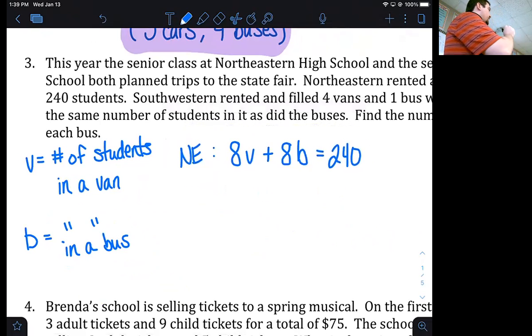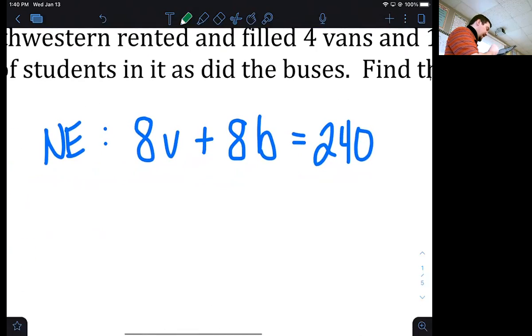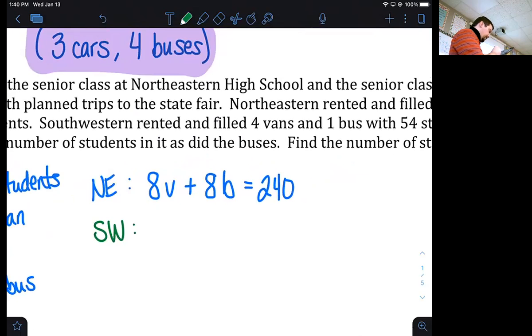I've already called on you, I think. You didn't do one of the equations already? Yes, he did. All right, so the Northeastern equation, and what was it, Southwestern? For the Southwestern equation, their high school, what's theirs going to look like? 4B plus 1B is equal to 54. Got it.